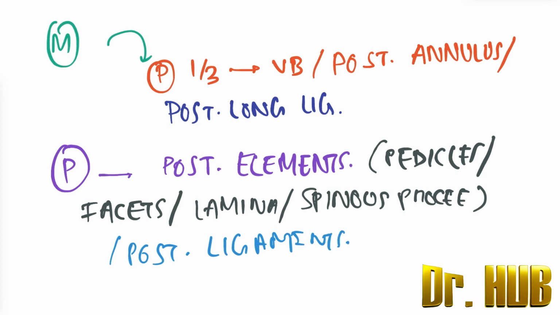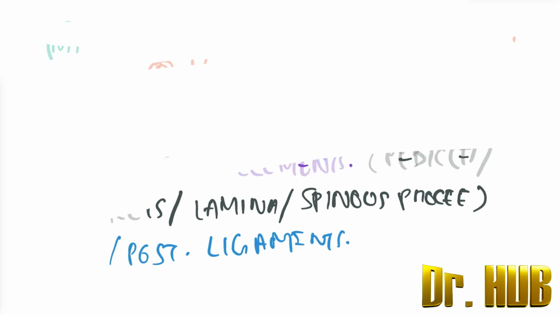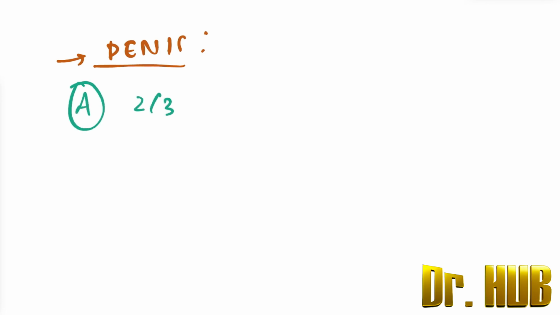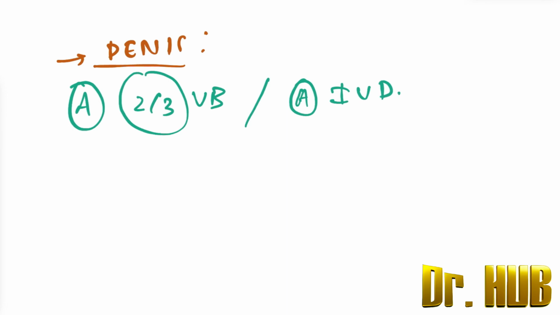So this column theory of vertebral fractures was put forward by Denis. In terms of the anterior column, as we discussed, it is composed of the anterior two-third of the vertebral body and the anterior part of the intervertebral disc, as well as the anterior longitudinal ligament.